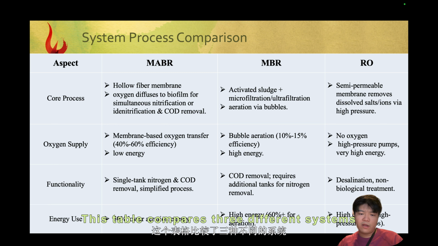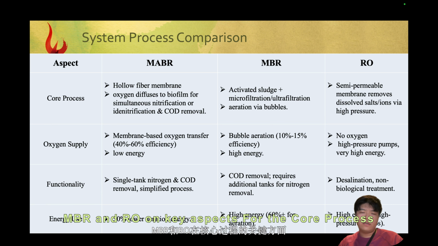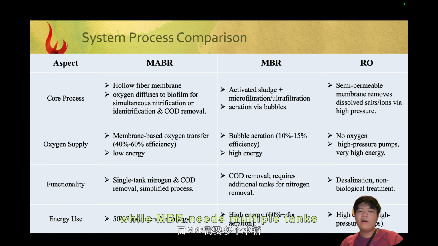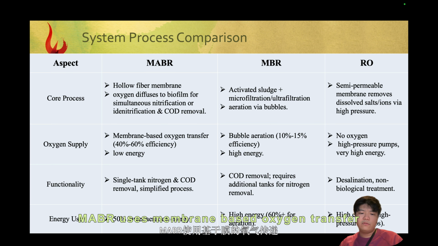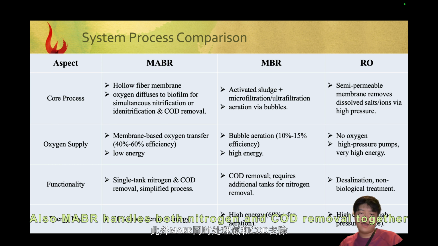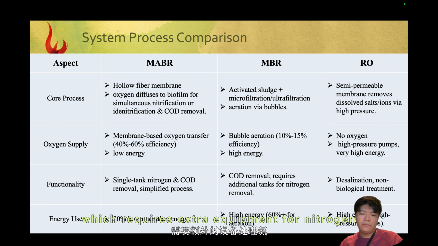This table compares three different systems, MABR, MBR, and RO, on key aspects. For the core process, MABR integrates nitrification and COD removal in a single tank, while MBR needs multiple tanks. As for oxygen supply, MABR uses membrane-based oxygen transfer, more energy efficient than MBR's bubble aeration. Also, MABR handles both nitrogen and COD removal together, unlike MBR, which requires extra equipment for nitrogen.